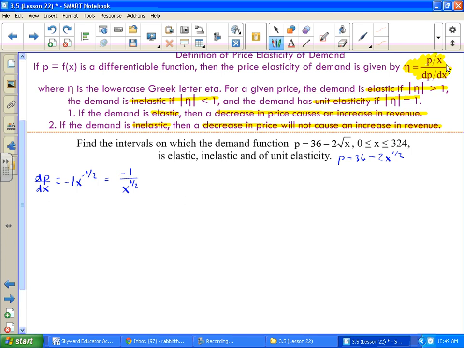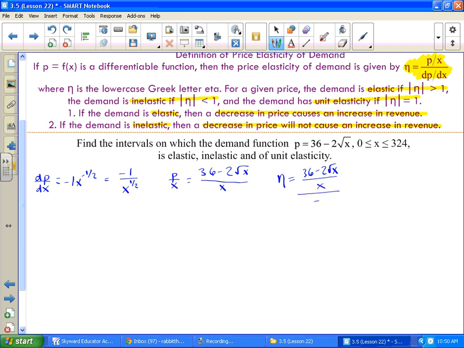Okay, now if I do p over x, that's what goes in the numerator. My p is this, and my x is x. So p over x is 36 minus 2 square root of x, over x. And what do I do with those two things? I divide them, right? To find this here, I'm going to divide this by this. So yep, you can multiply by the reciprocal, which is exactly what we're going to do. So if we take p over x, that's this here, 36 minus 2 square root of x over x.